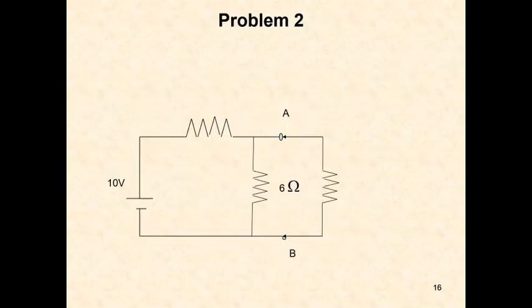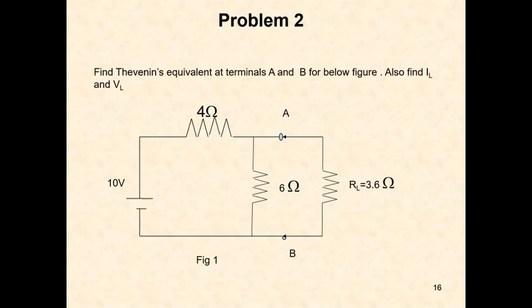Now I am going to explain another problem. Find the Thevenin's equivalent at terminals AB for the figure below.